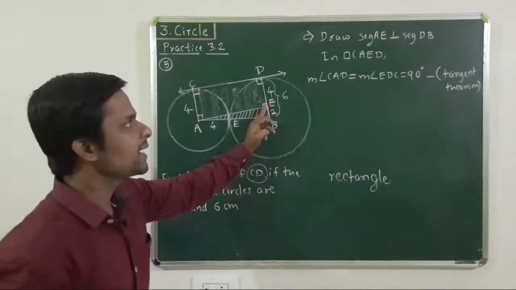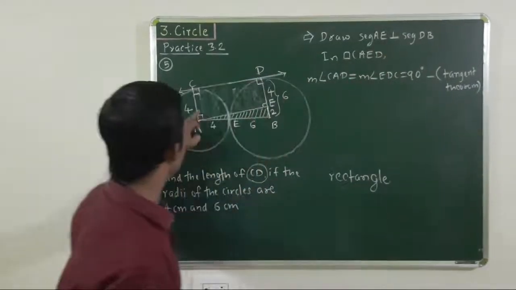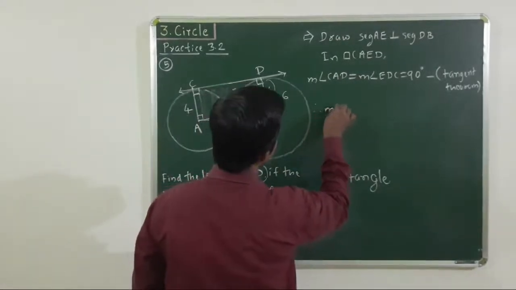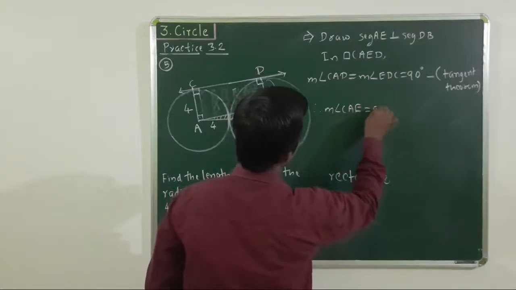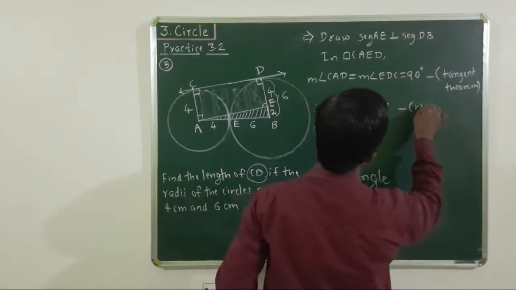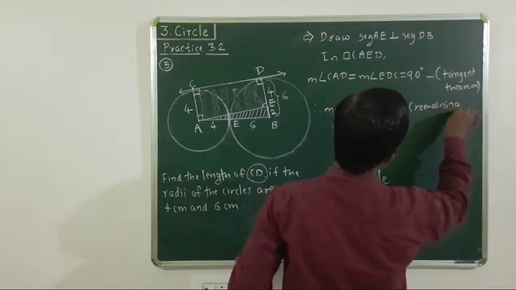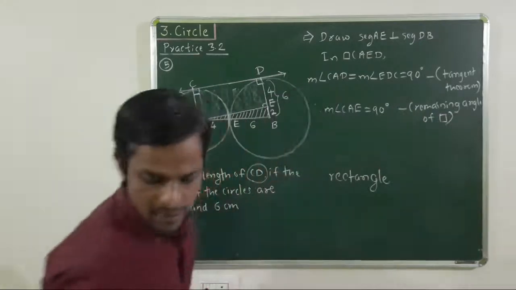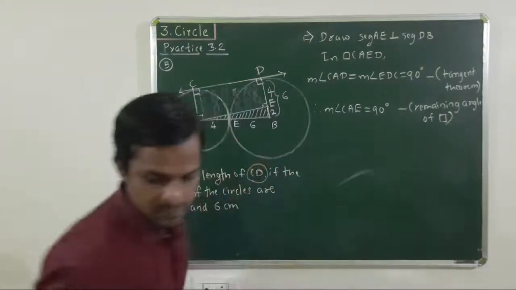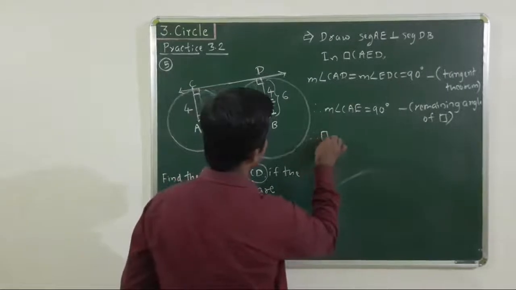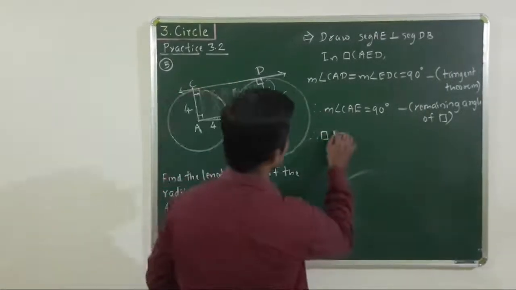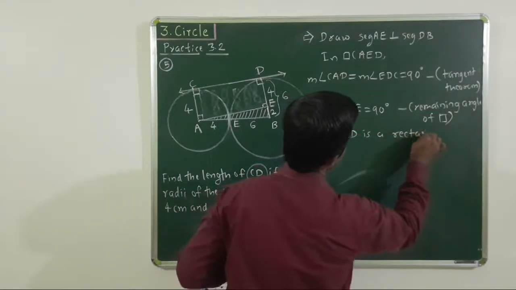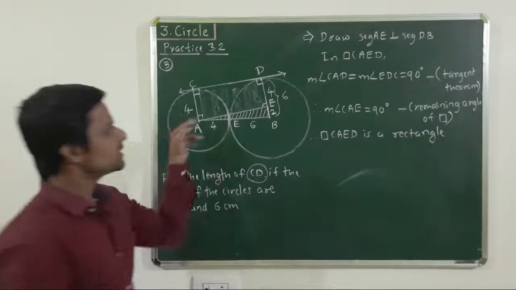This angle is obviously 90 degree, reason construction. Hence angle CAE is 90 degree. That is the remaining angle of quadrilateral. Hence quadrilateral CAED is a rectangle.